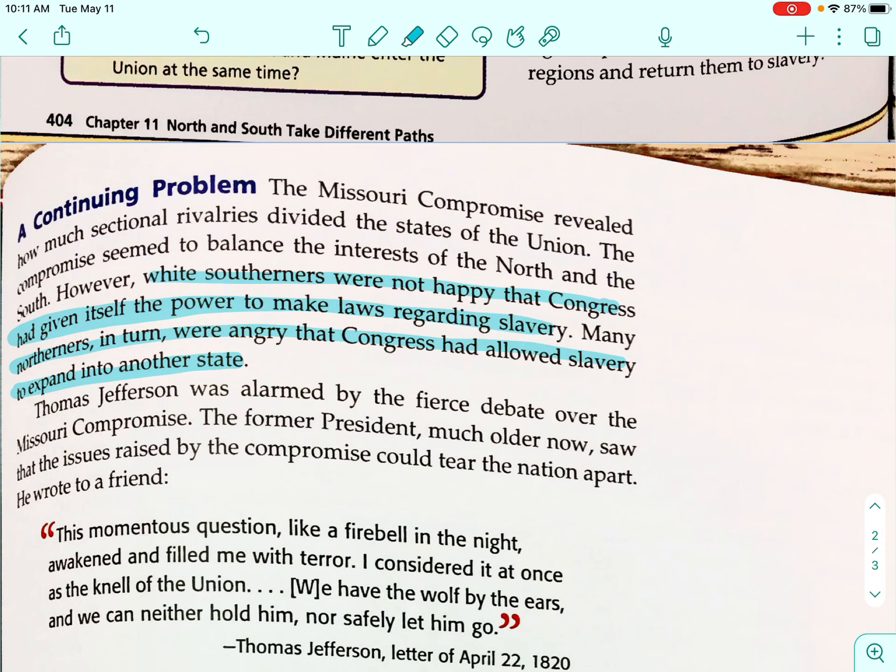So go ahead and fill out your slides for the Missouri Compromise. You can go back, watch this video, pause it however you need, and get this slide filled out.